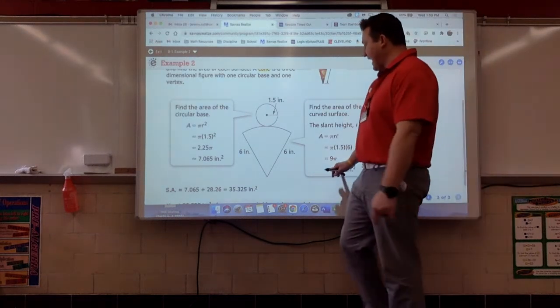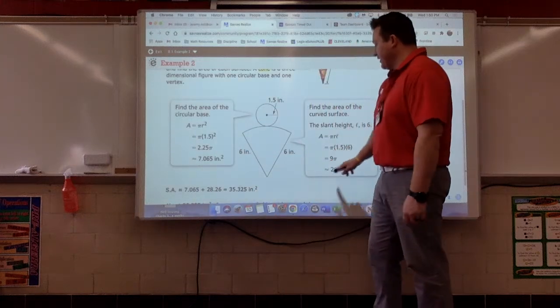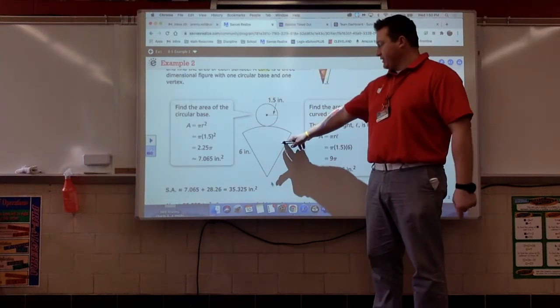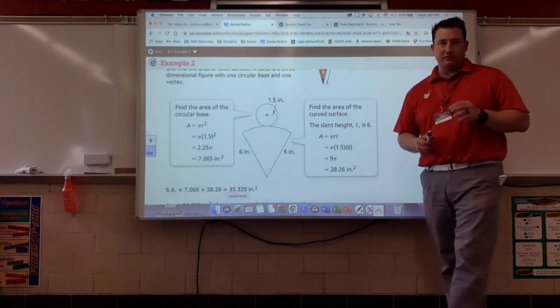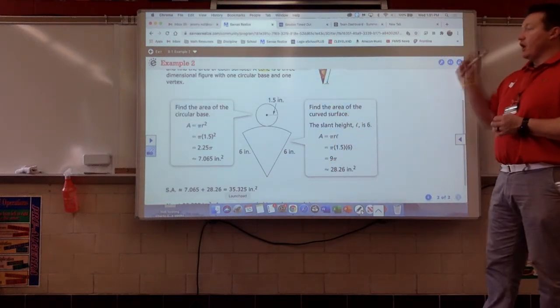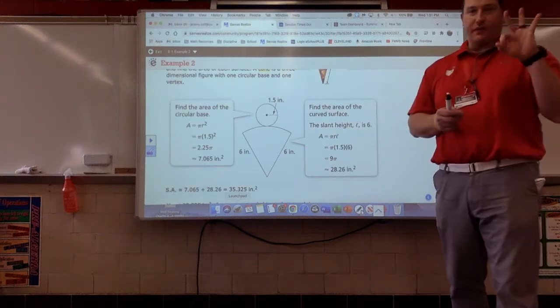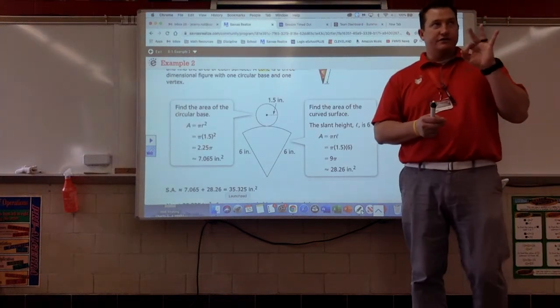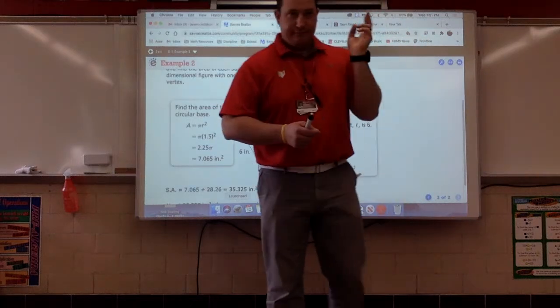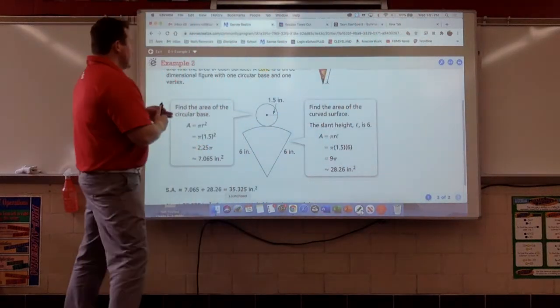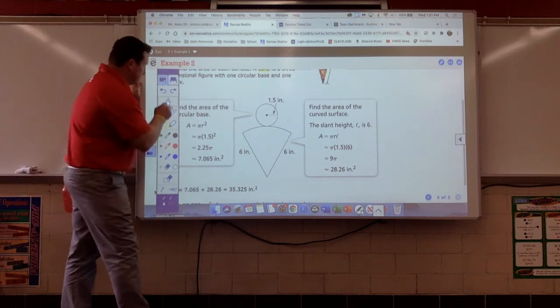Once again, you've got to add these 2 numbers together. They're adding the area for this pizza-shaped thing and the circle. That's how they came up with that 35. Okay? So again, cones. We're only going to deal with 3 figures in Chapter 8. Cones, spheres, and cylinders. Okay? So let's take a look here at our next example.